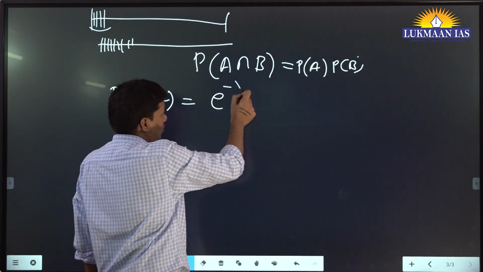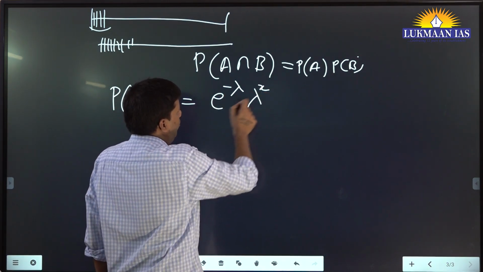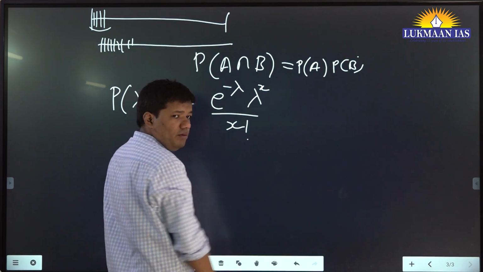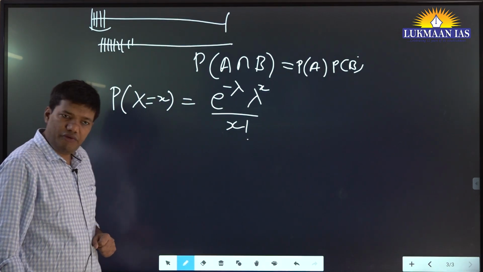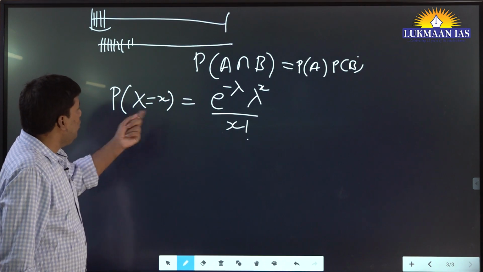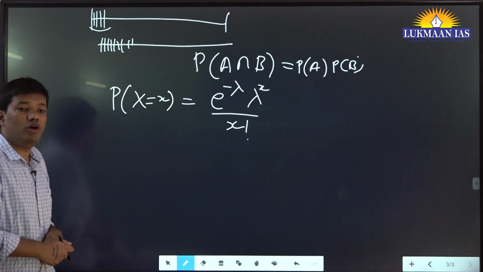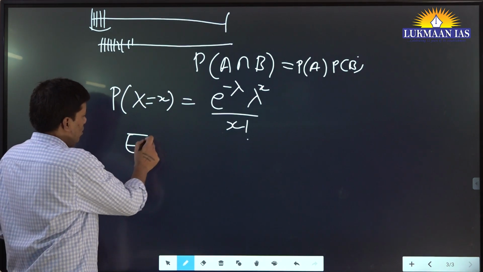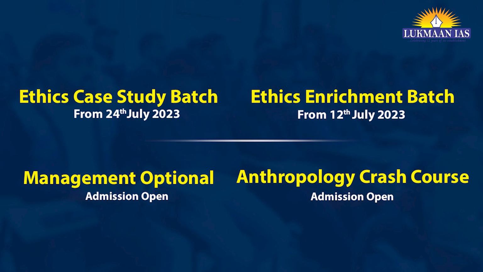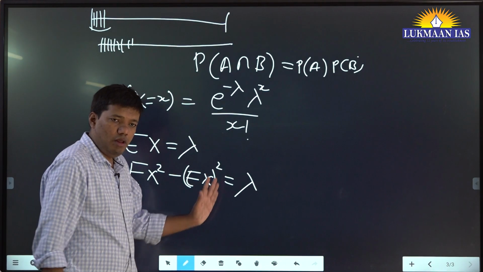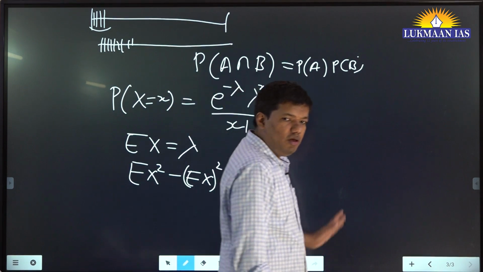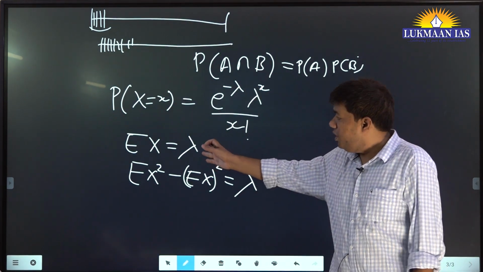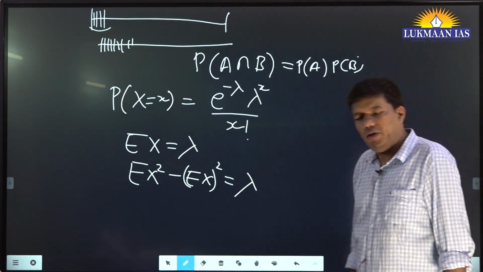e to the power minus lambda, lambda to the power x, upon x factorial, right? This is fine. And we saw its expected value is what? Lambda, and its variance again lambda. Okay. This is the important characteristic. What did we see in the exponential distribution? Mean is again lambda, but variance is lambda square. Fine.